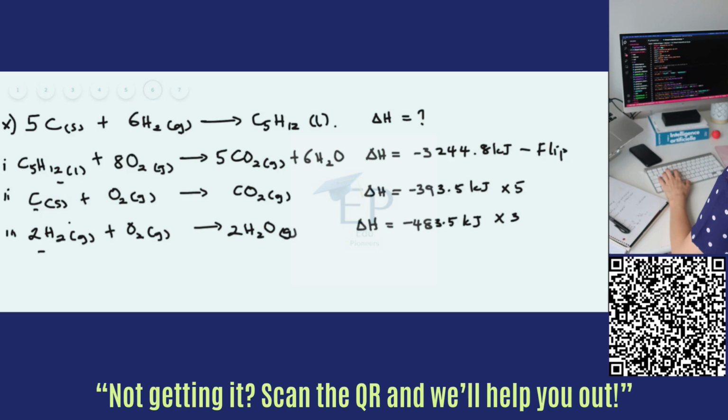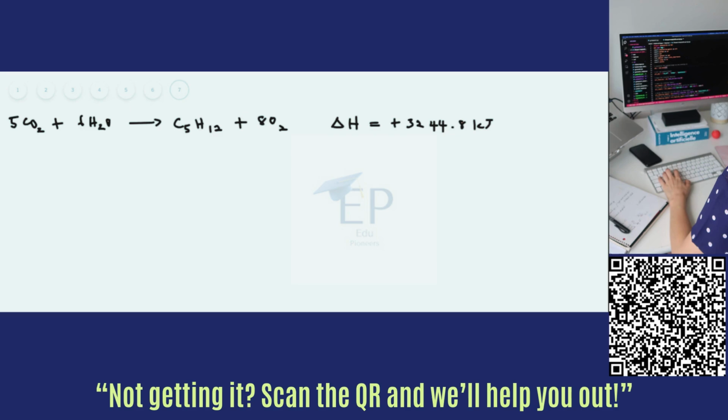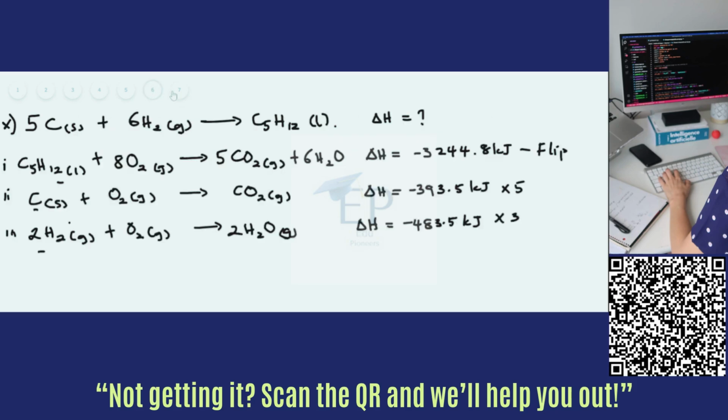So the second equation we need to multiply by 5. So just go ahead and do that. So that will be 5C plus 5O2 to give 5CO2. And the delta H for the reaction is minus 1967.5 kilojoules. And for the last equation, we need to multiply by 3.